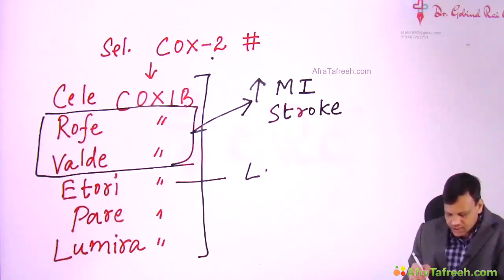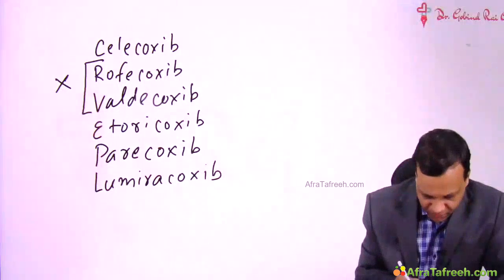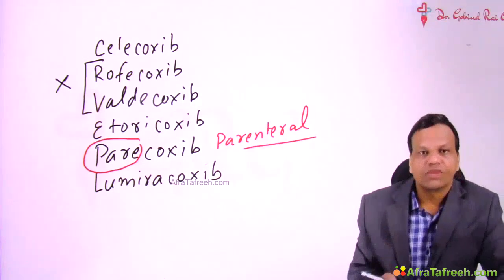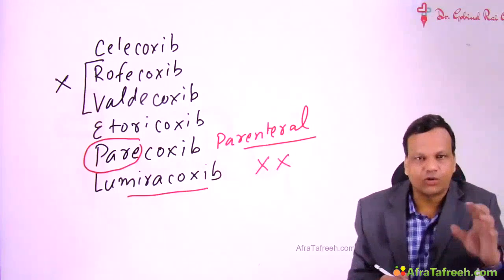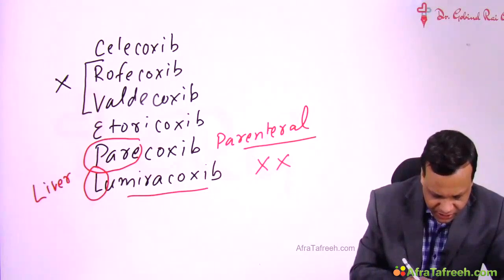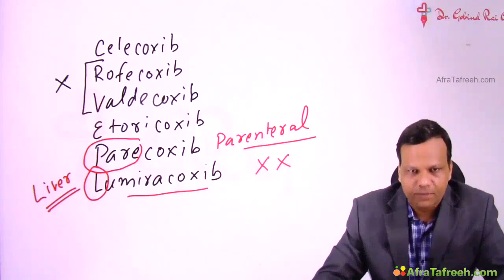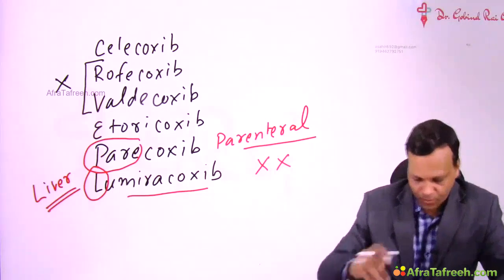Etoricoxib is the longest acting among the selective COX-2 inhibitors. Parecoxib is given by the parenteral route, whereas lumiracoxib has been withdrawn because of hepatotoxicity. So you can remember L for liver damage. Lumiracoxib was withdrawn because of hepatotoxicity, and parecoxib can be given by the parenteral route.